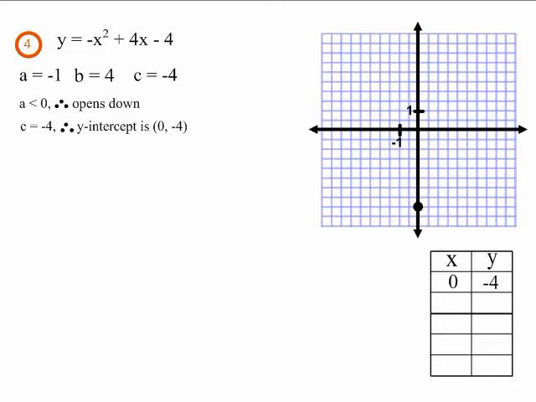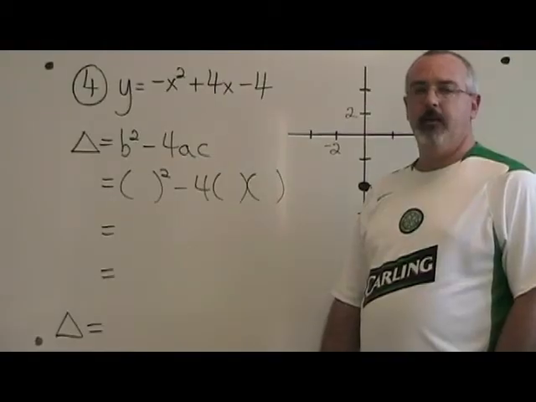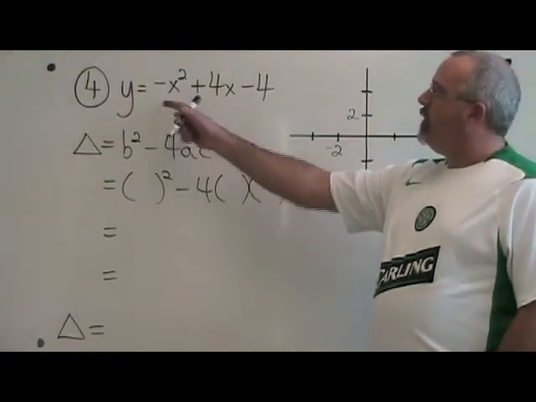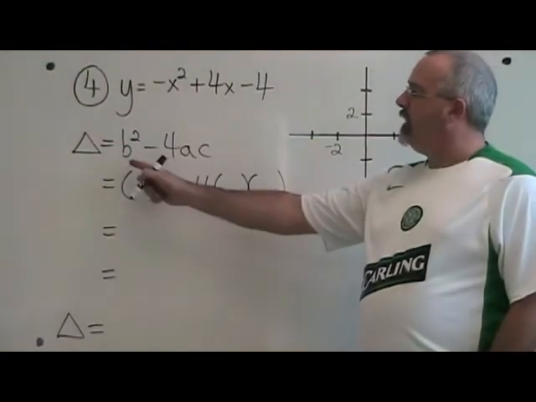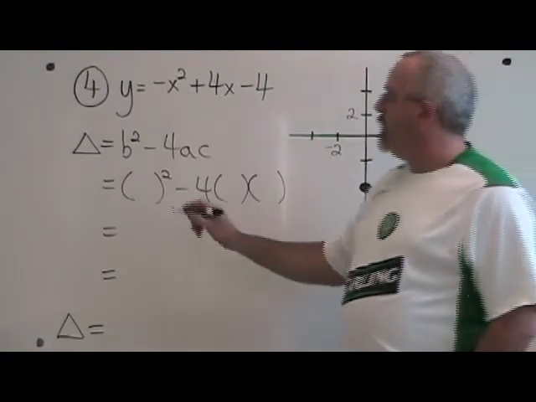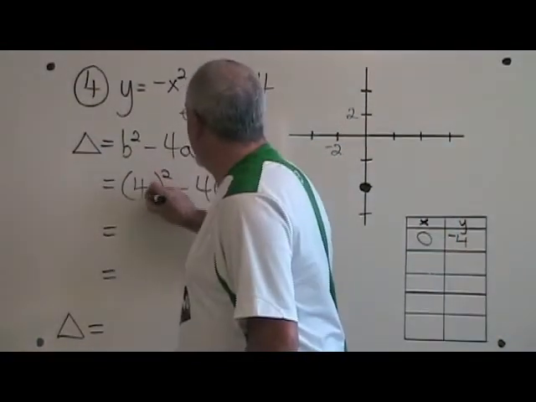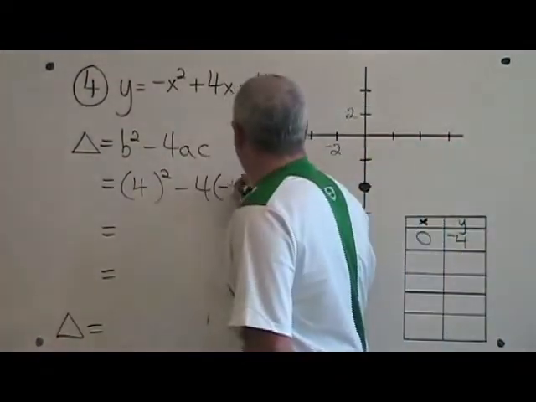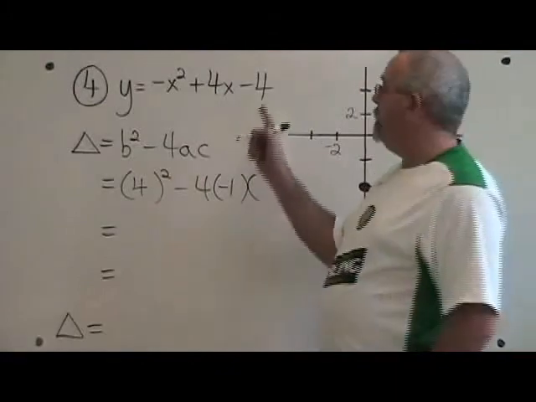This is what example 4 looks like before we find our discriminant delta. To find the delta, the discriminant, of equation 4, we use the delta formula b squared minus 4ac. Our b is 4. Our a is negative 1. And our c is negative 4.